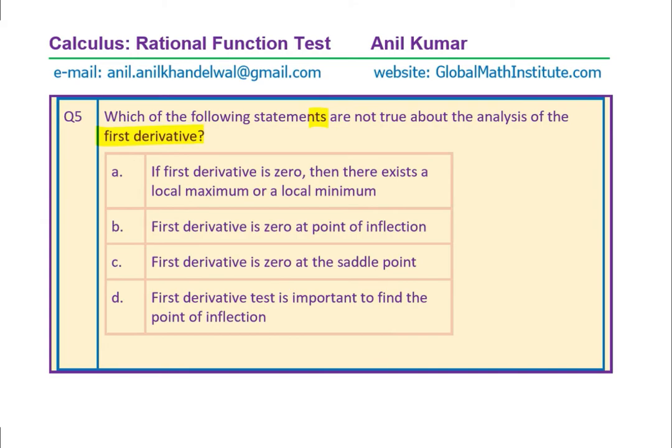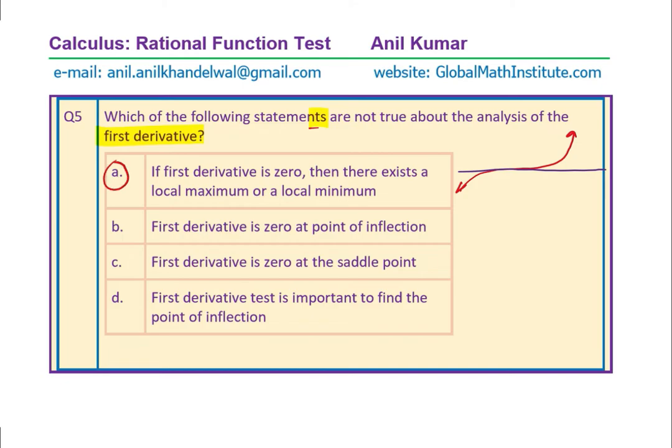Question 5. Which of the following statements are not true about the analysis of the first derivative? More than one could be the answer in this particular case. Let's try to understand them. A. If the first derivative is 0, then there exists a local maximum or a local minimum. Is this statement true? The first derivative could be 0 if I have a condition like this. Do you see that? So do we have a local maximum or minimum here? Not at all. And therefore, this is incorrect. And that is part of our solution.